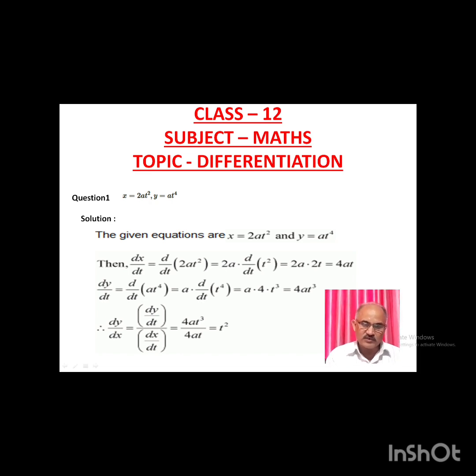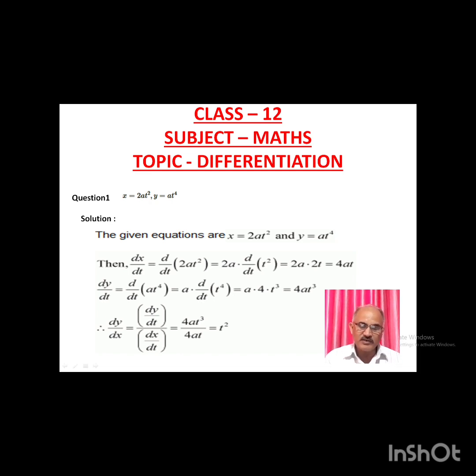If x is equal to 2at square and y is equal to at to the power 4, how to find dy upon dx? Because the function is given in terms of t, first of all differentiate x is equal to 2at square with respect to t, and similarly y is equal to at to the power 4 with respect to t. So we get dx upon dt is equal to 4at, and dy upon dt is equal to 4at to the power 3.